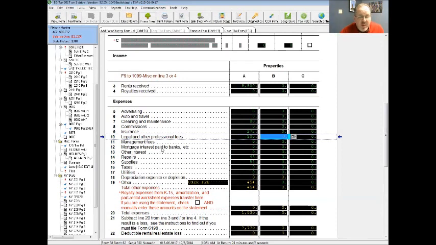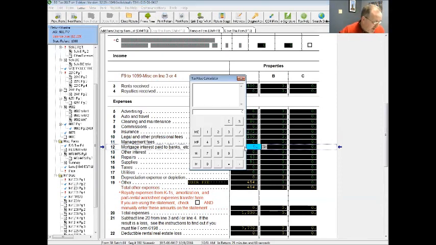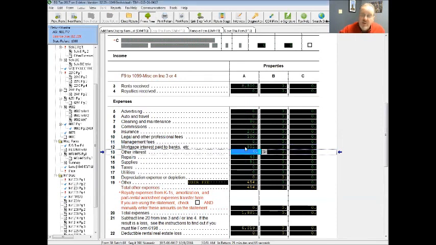So we would go into our mortgage interest, but again, it is a double. So we have to take half of it. All right, so we have half of it.